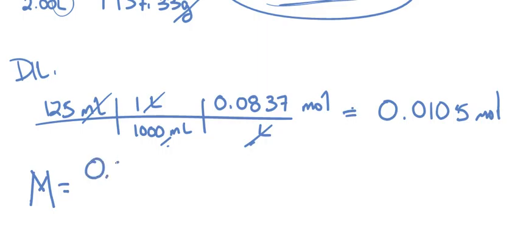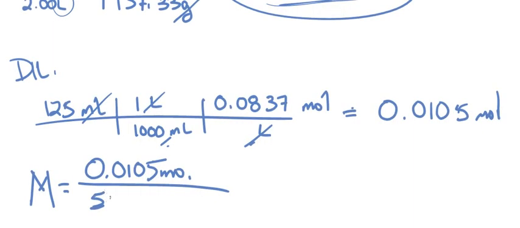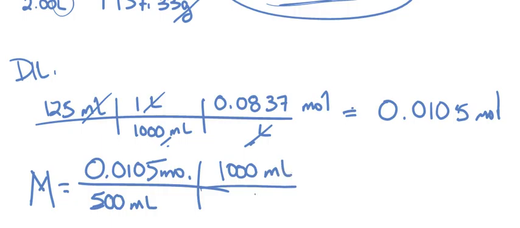So I'm going to take my 0.0105 moles and divide that by my volume. Molarity is moles per liter. So 500 milliliters. Convert that milliliters into liters. So there's 1,000 milliliters in a liter. So now milliliters cancel out. I got my moles per liter.